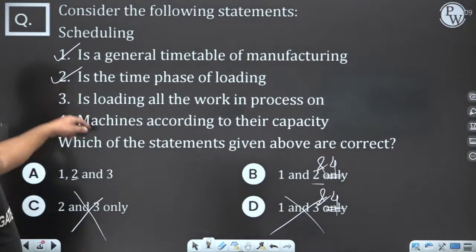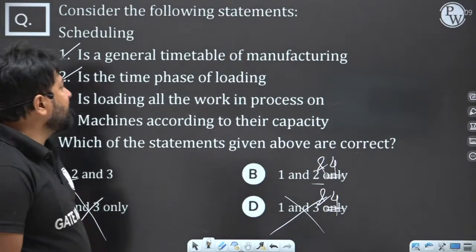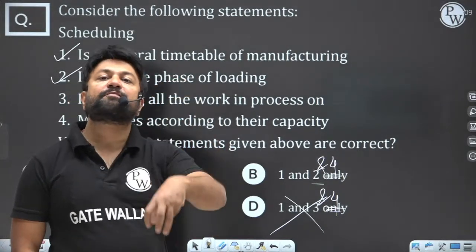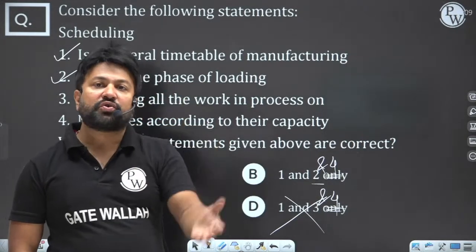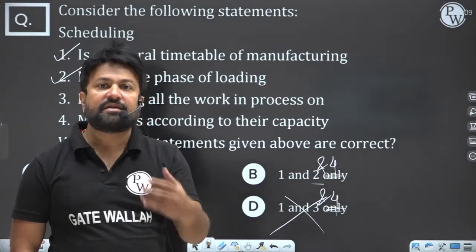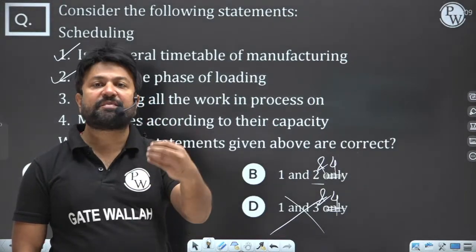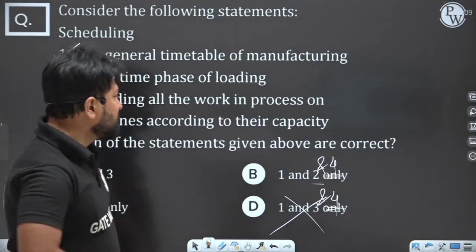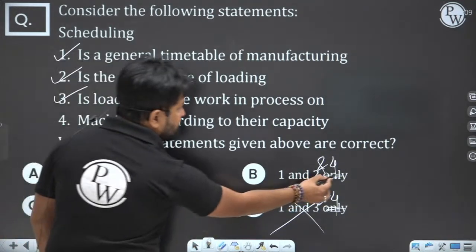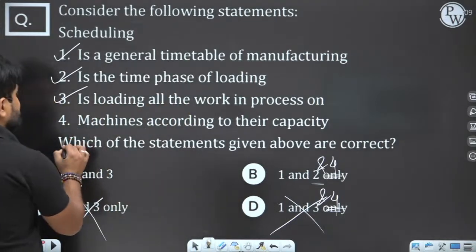Now third is loading all the work in process. Yes, when you load some workpiece on the machine, then it shows that the workpiece is going through processing. There will be processing on the workpiece on a particular machine. So here the third is also right, but in this third option is not there. Let me check the fourth.